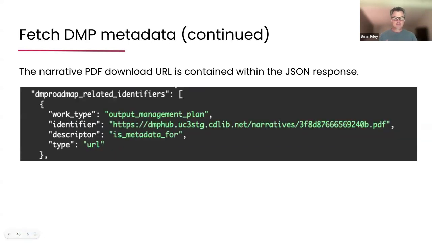But one thing I would like to note is that when you get the JSON metadata, inside that metadata is a DMP roadmaps related identifier section, and in there is the link to download the PDF. And that's assuming that the DMP is public. Then you can go fetch the actual narrative document. Next slide, please.